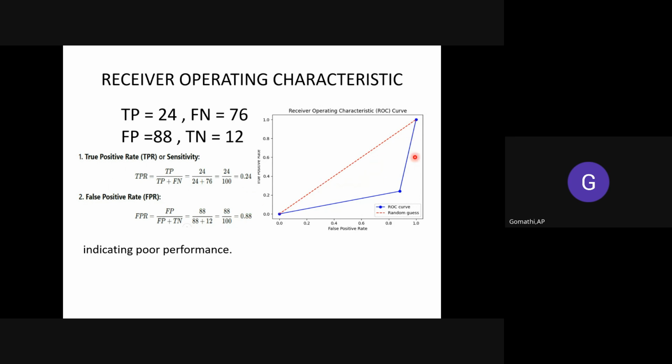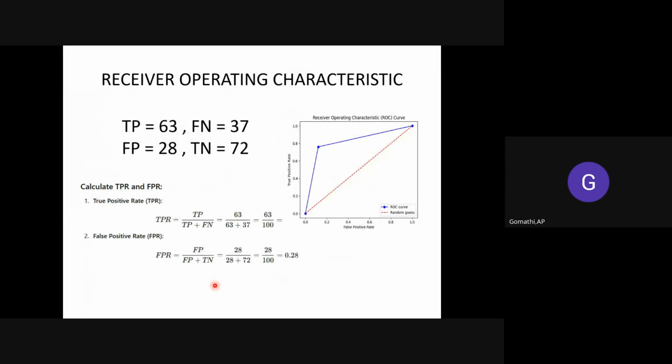So the curve is drawn under the random classifier, so we can conclude that it is not a good result. It indicates a poor performance. From these examples, what we can identify is that the true positive rate should be greater than the false positive rate. That means the correct predictions should be higher than the false predictions. Only then will we get a good result.